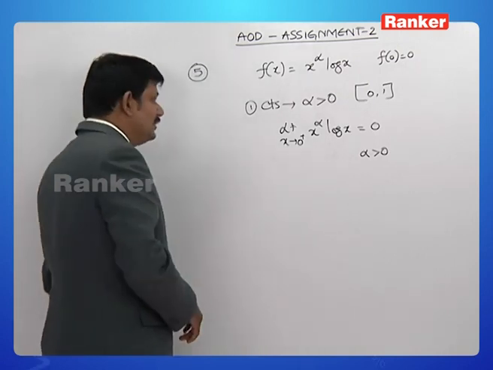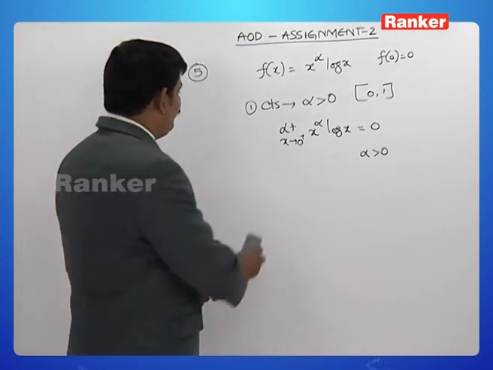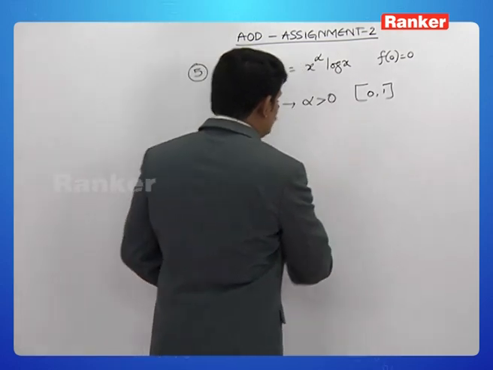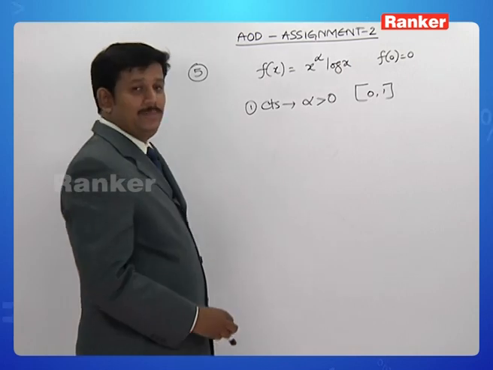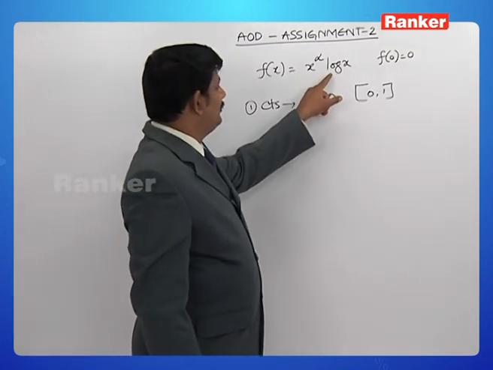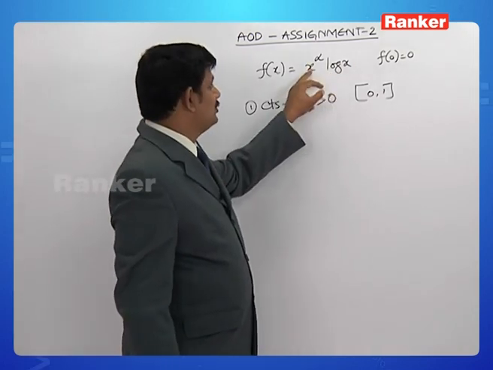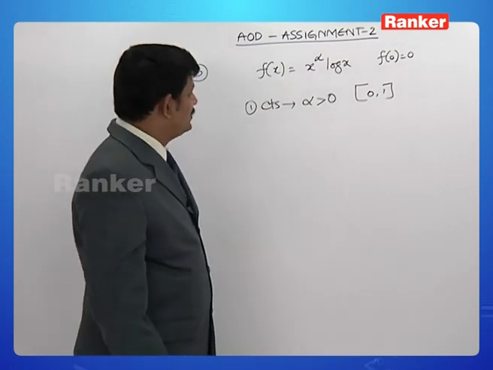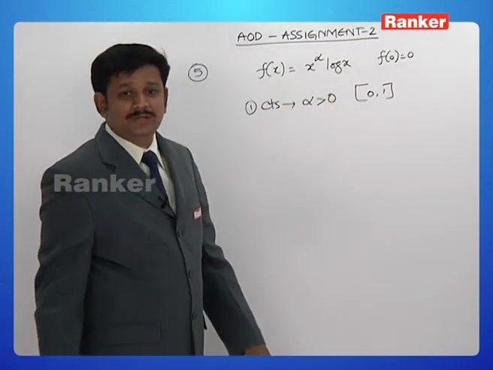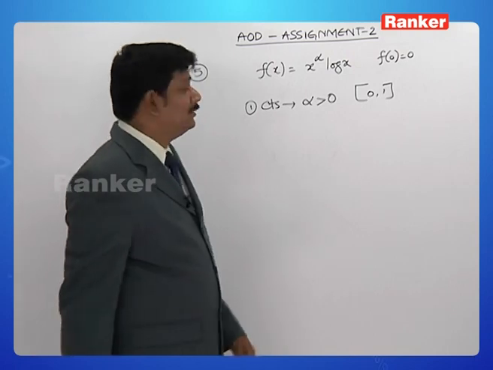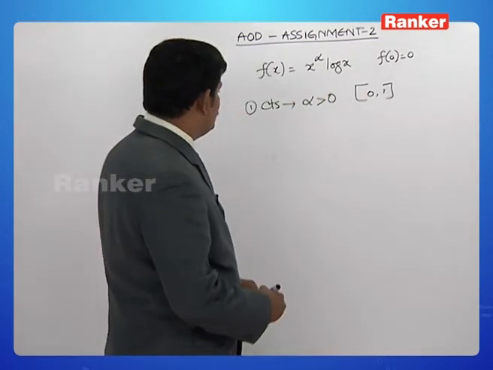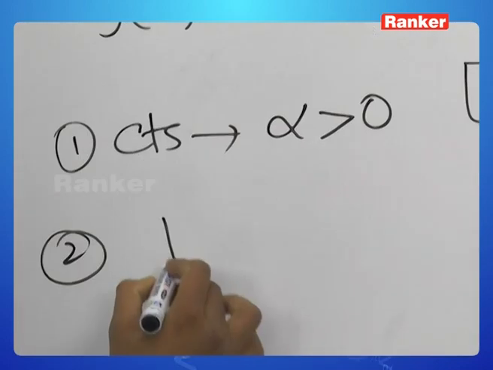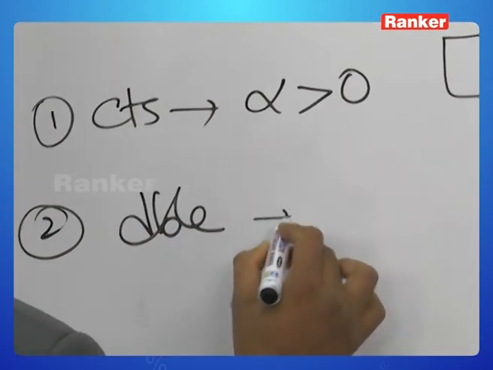Then the function needs to be differentiable in the open interval 0 to 1. In the open interval 0 to 1, log x is differentiable, and x power alpha is differentiable once alpha is positive, even otherwise. So x power alpha into log x, the product will always be a differentiable function. So the function is already differentiable.